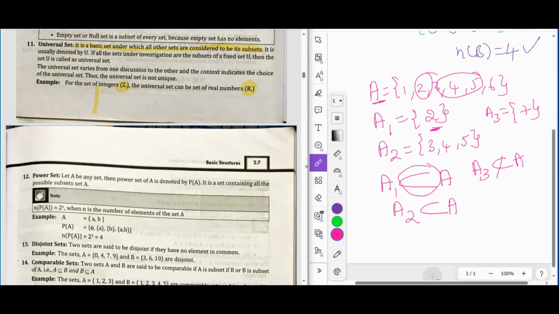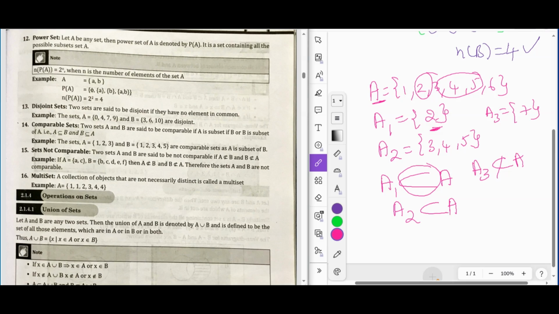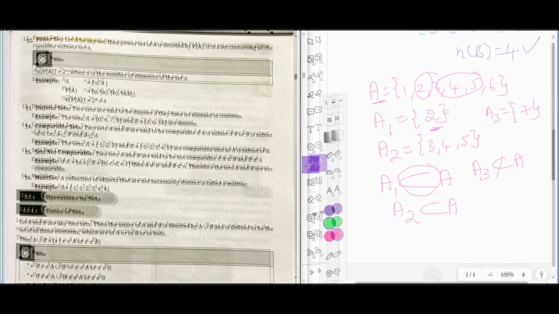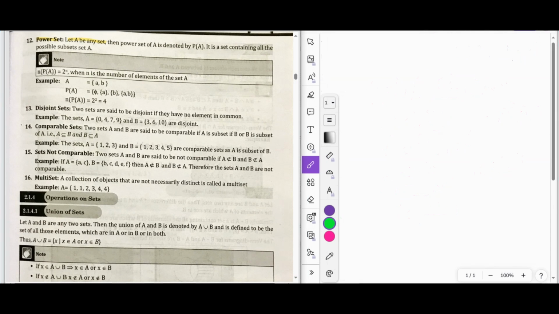Then you have the next one, the power set. What is a power set? Let A be any set, then the power set of A is denoted as P of A. It is a set containing all the possible subsets of A. To find the number of subsets of A, that is the power set of A, we have a formula.